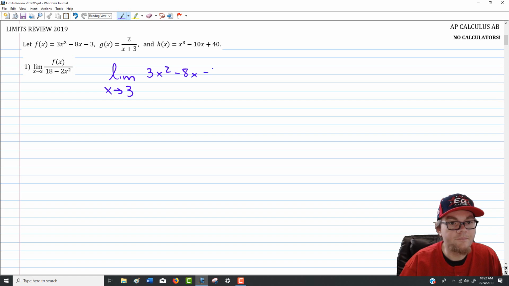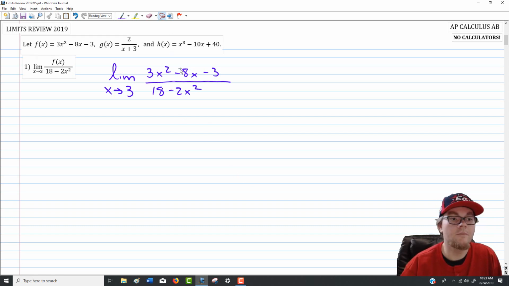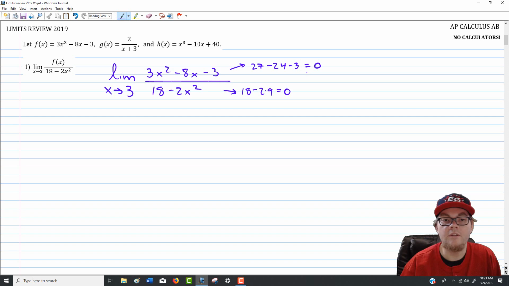So on this first one, I think it's a pretty straightforward problem. We have what turns into a straight up rational limit. We've got a polynomial over a polynomial, so it's a rational. Of course, before we do anything else, it's important to at least attempt direct substitution. And remember, our best strategy here is to draw these little arrows to see if each one goes to 0. Now in the denominator, I get 18 minus 2 times 9, which is clearly 0. In the numerator, I get 27 minus 24 minus 3, which also equals 0. So this is a trim the quills situation. We've got an indeterminate form.